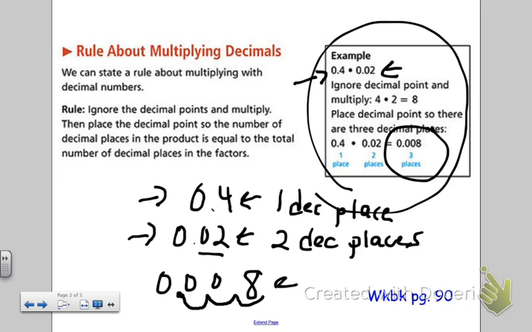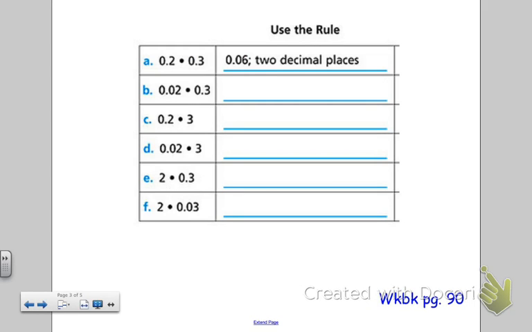Notice that I started on the right side of the 8, and then I did a couple of scoops over to the left 3 times so that I could have 3 decimal places, and you can see that I do. I have a 0 in the tenths, a 0 in the hundredths, and then the 8 in the thousandths. So 3 decimal places. So let's do a couple more together. Let's use the rule here.